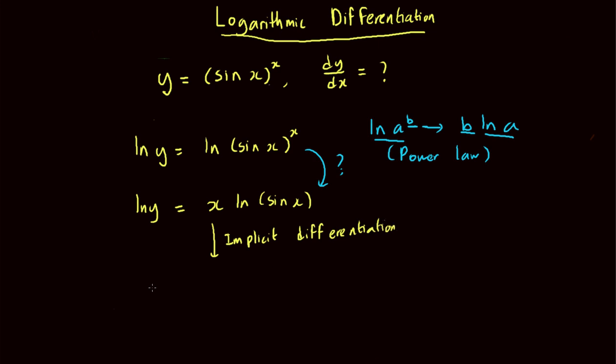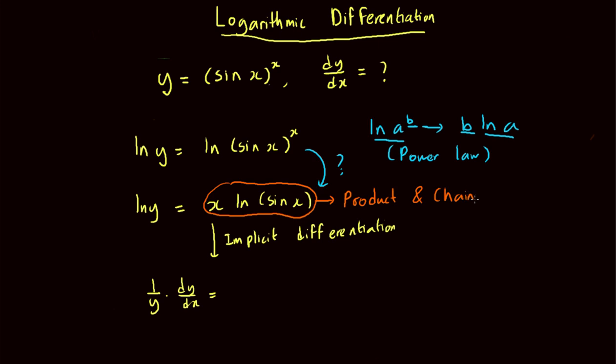So ln y would be what? It would just be 1 over y times dy dx. Whereas for this right here, you'll definitely need to use product and chain rule. So you need to use two rules, product and chain rule, to solve the problem.